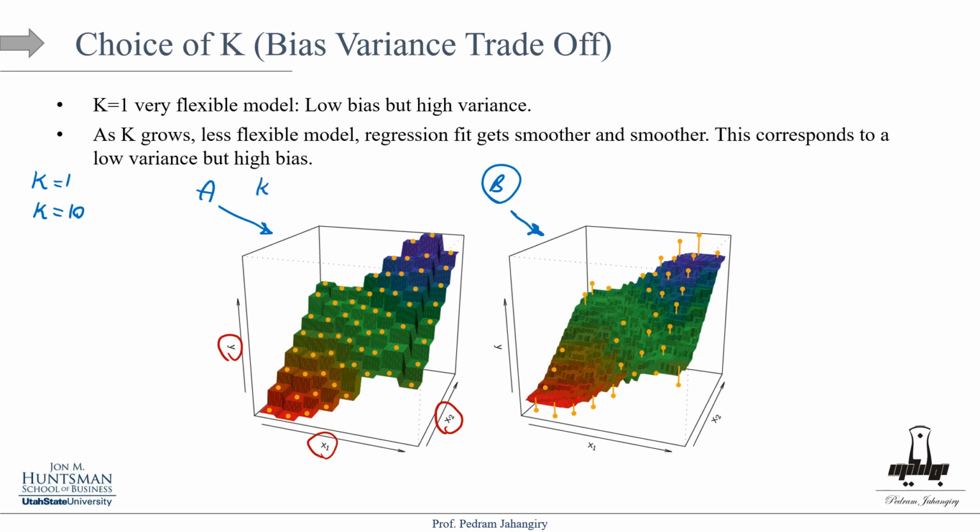All right, so I hope you got the right answer. Here k is equal to 1. If you see, the regression surface is very flexible, goes up and down. And this is k equal to 10. So the regression surface is less flexible and it's going to be smoother.